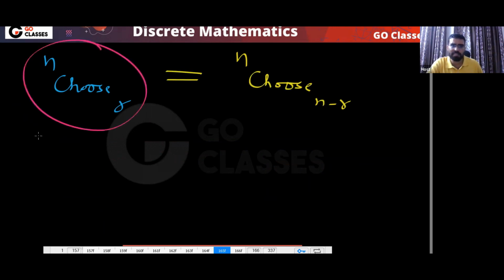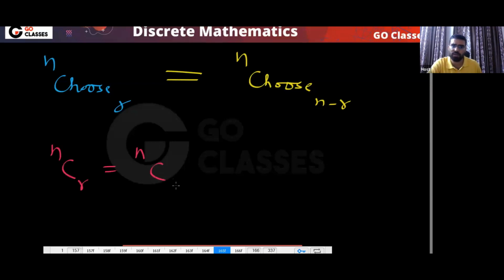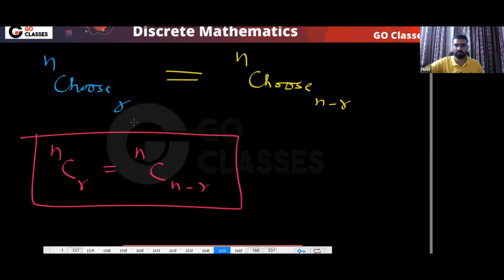Okay, remember, it means I'm choosing R to keep, and here I'm choosing N minus R to reject. Is this clear? Both are same. So remember, NCR is always equal to NCN minus R. And this is very important, so you can use it to reduce the number of terms.